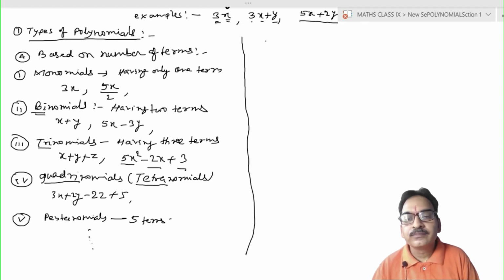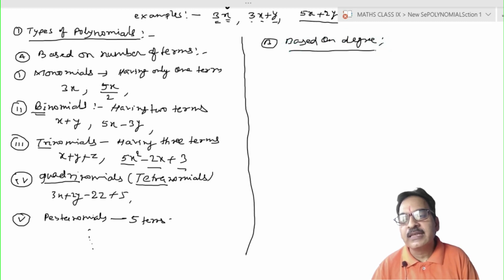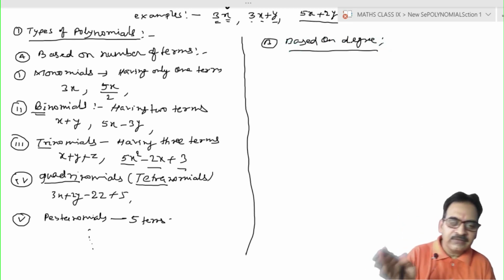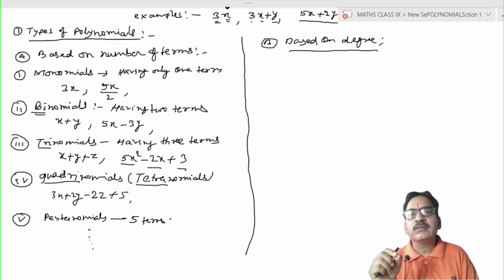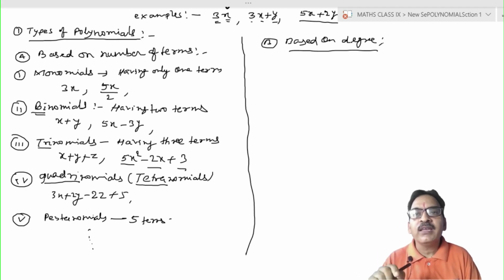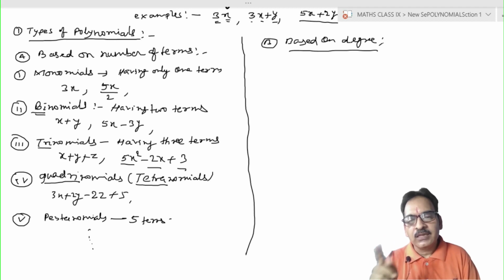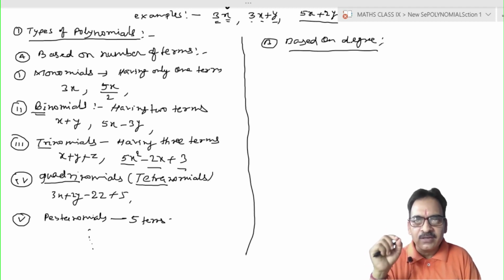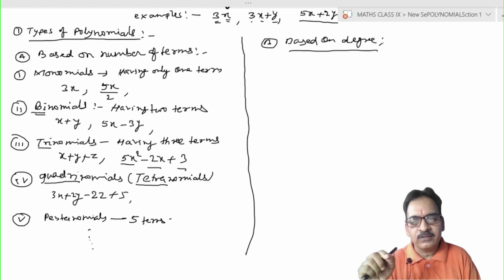Based on degree. And you know what is called degree. Already we have done this in the basic part. Degree is the maximum power of variables in an expression. In any algebraic expression, we see what the variables are, and which one has the maximum power on the variables. So the maximum power of the variable is known as the degree of the polynomial.